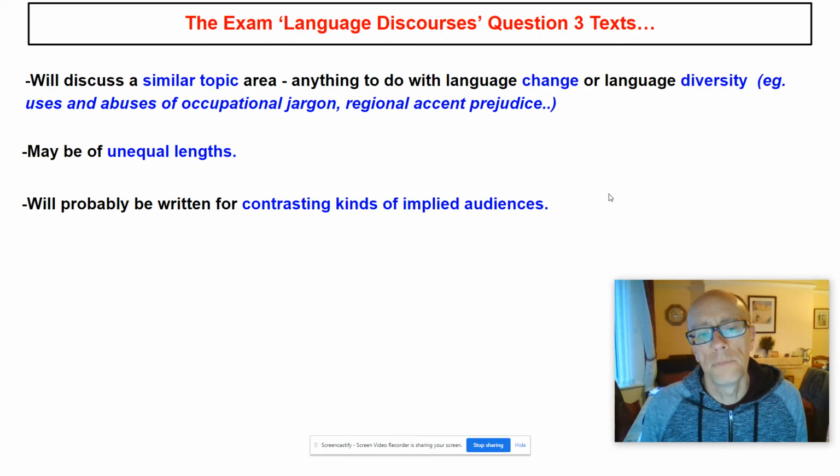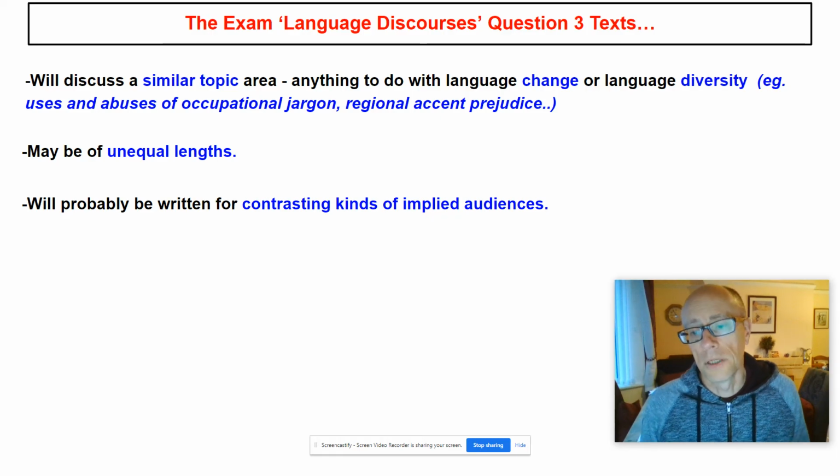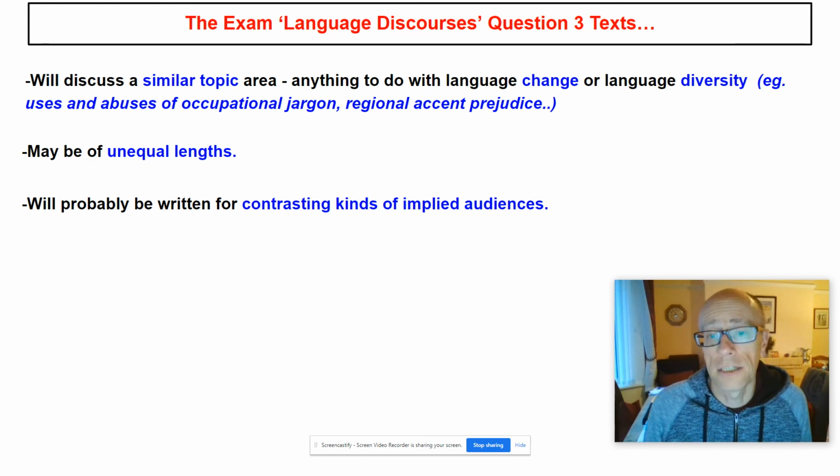They'll probably be written for different kinds of implied audiences. So one of the texts might be written for, let's say, a broadsheet readership. There may be, for example, a bit more depth and sophistication to the ideas, or it may be written for a certain kind of liberal audience, or maybe a more conservative, with a small c, traditional kind of audience. And the second text might be, for example, from a tabloid newspaper, like a blue top tabloid newspaper like the Daily Mail or the Daily Express. So the likelihood is that the 2 pieces are going to be for slightly different audiences and therefore will be written in different ways.